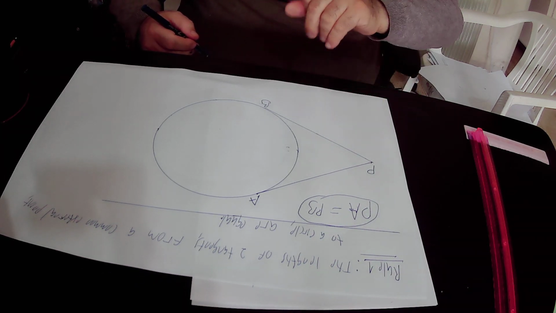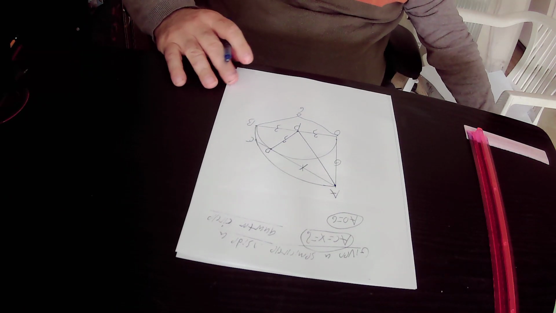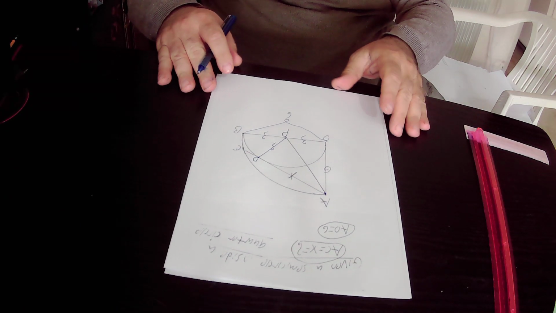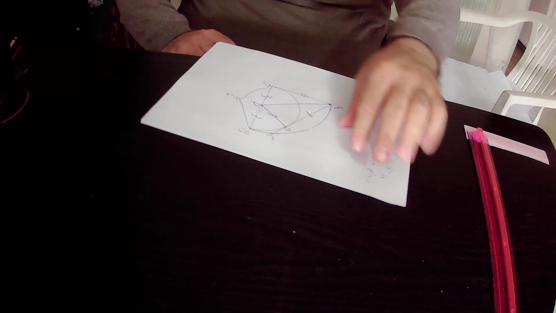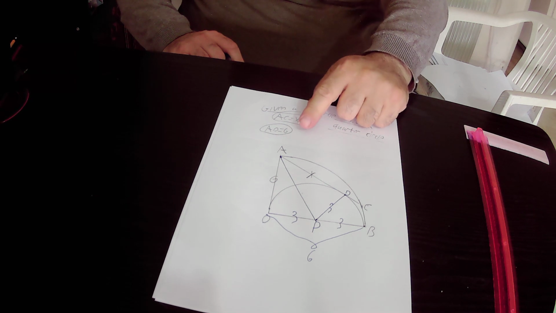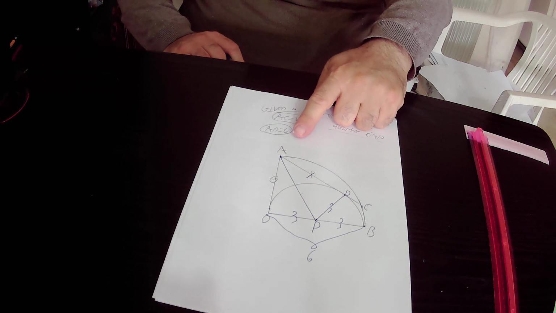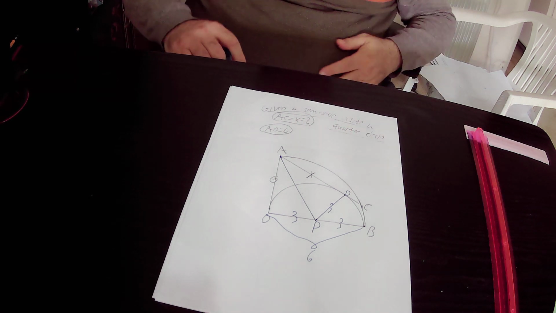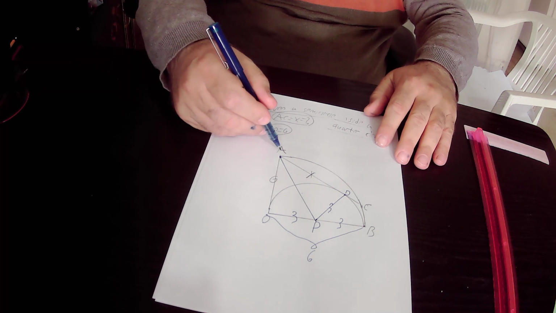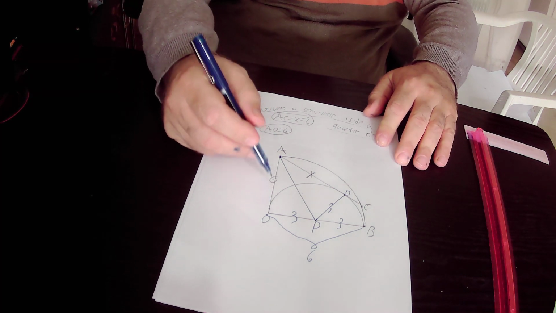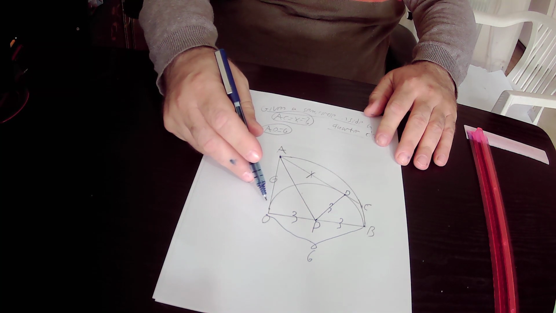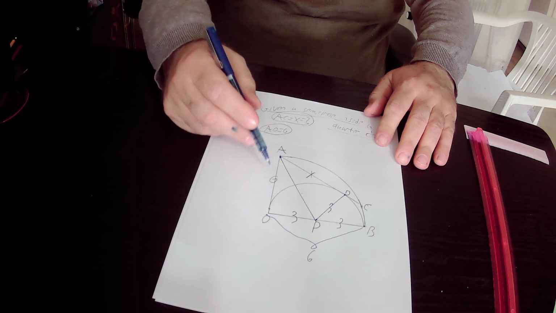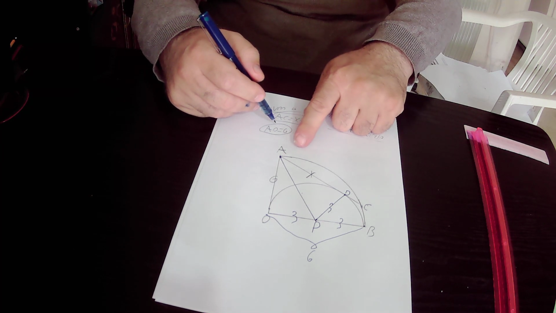PA equals PB, so we can implement rule number 1 in our drawing. In our drawing, we have the common external point A, and from it we have two tangents to the semicircle. The first tangent is tangent AO. Tangent AO is tangent to this circle at point O. Point O is the point of tangency. And the second tangent is tangent AD.